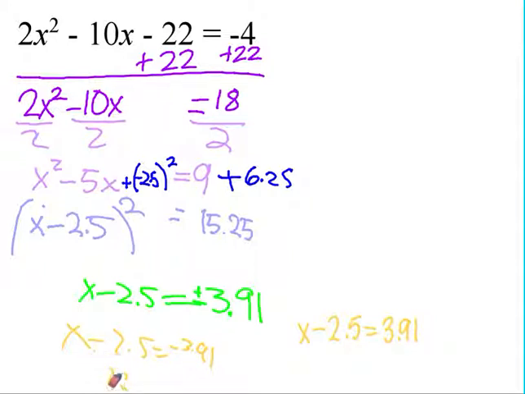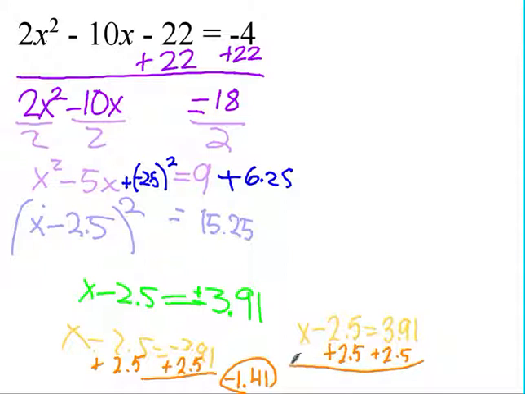What do we do next? What do I have to do next to both sides? Add 2.5. So let's go ahead and add 2.5. So my solution here will be what? Negative 1.41. There you go. Solution here when I add 2.5. What do I get here? 6.41. Okay, so negative 1.41 and 6.41.